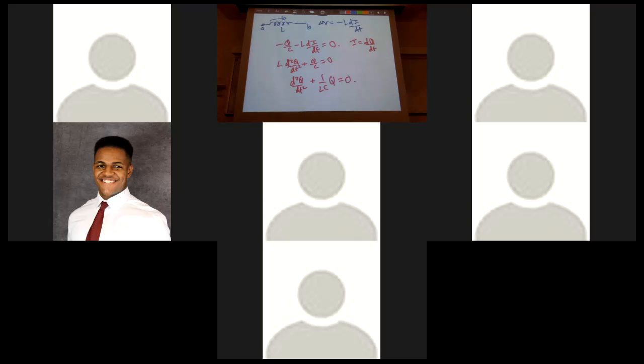So if we go back to what we talked about way back when, remember that the second derivative of the position with respect to time plus the angular velocity squared times the position equals 0 was our harmonic oscillator equation. So here we're just matching that the charge is the same thing as the position, which means that 1 over LC is simply equal to the angular frequency squared.